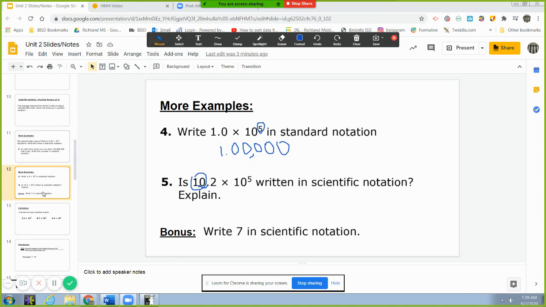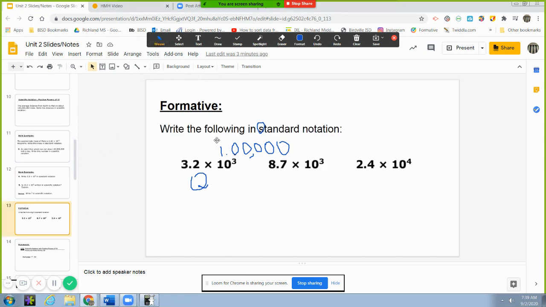Let's go to the next one. Okay, this would be your formative, and I would look at that and make sure you understand what we're doing. So we're going to put these numbers in regular number format. So let's do that. We have 3.2 times 10 to the 3rd. So we need to have 3 digits after the decimal. Here's 1, 2, 3. So 3,200 would be our answer. Remember, you can check these in your calculator.